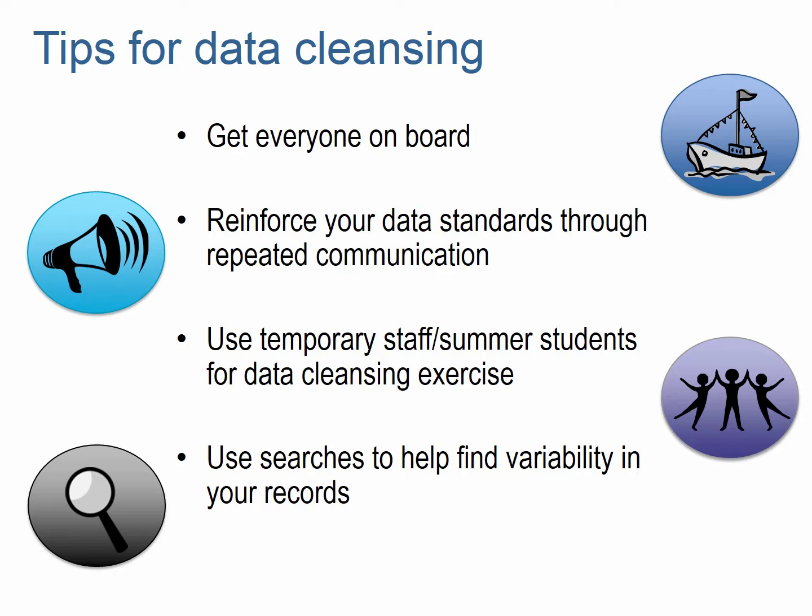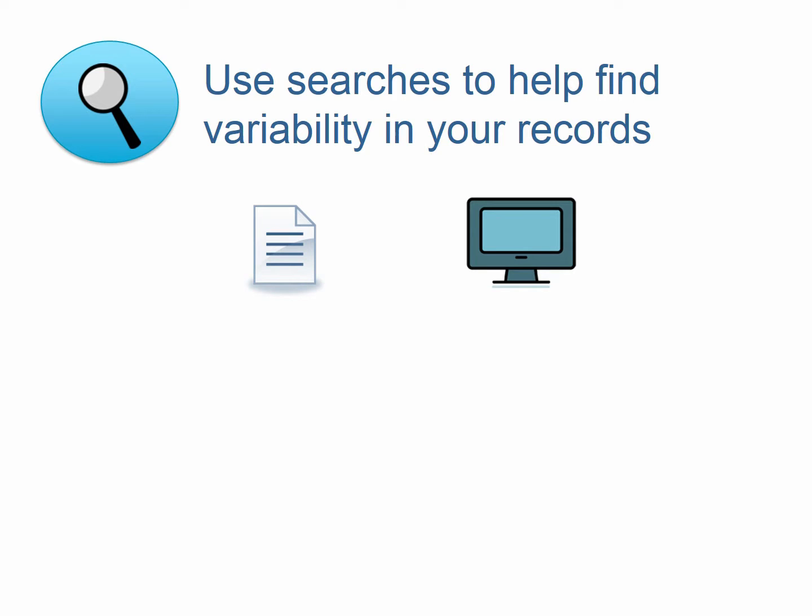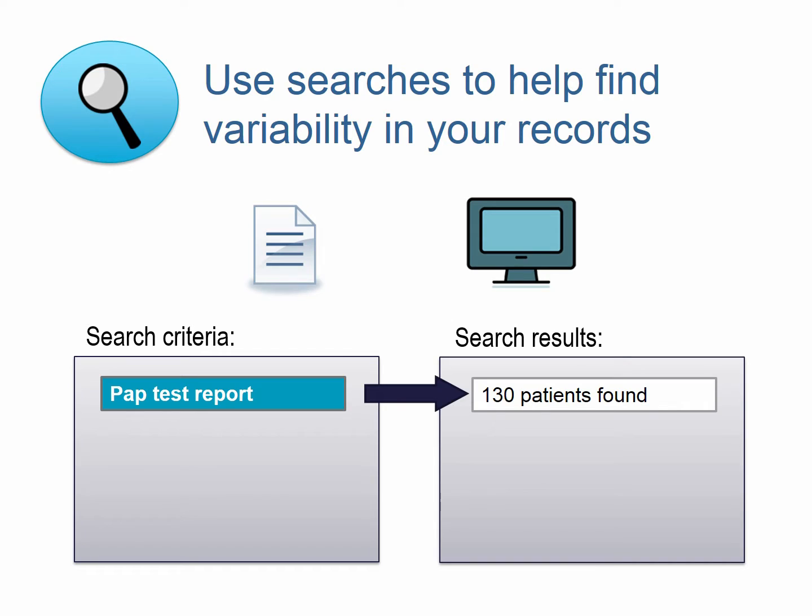Let me elaborate. Searches can give you insight into the various ways records may be entered into your EMR. As I mentioned before, lab tests come into your practice in a variety of ways. By paper, which need to be scanned in, or through an electronic feed from the labs. Running a search for Pap test report under the Documents category in the Type field may bring up 130 patients. This tells you that using this classification is a common practice for manually entering test results in your EMR.